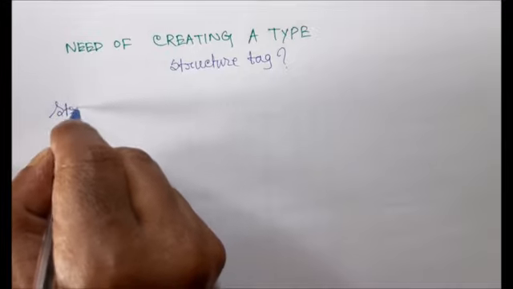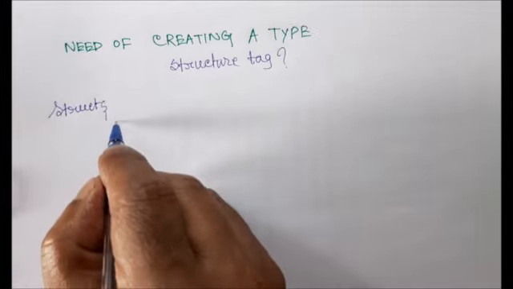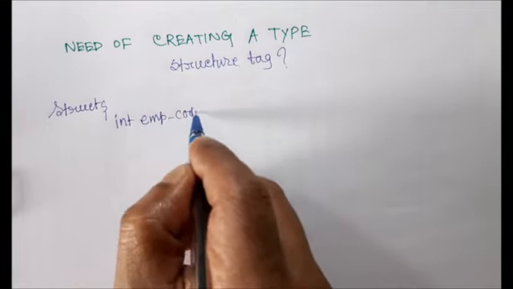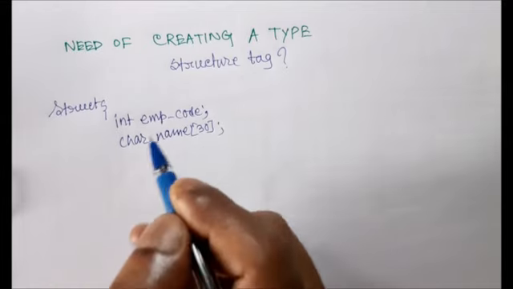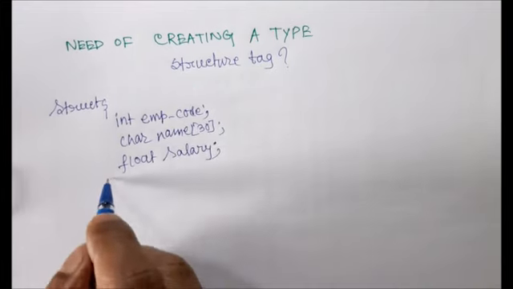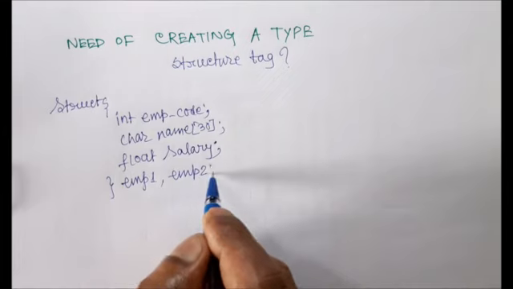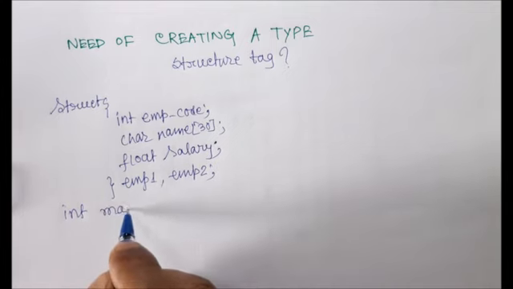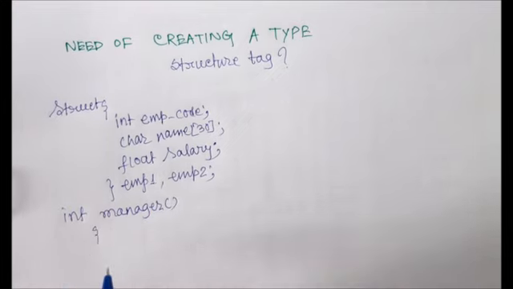Suppose I have a struct, but we don't have any name. Within this structure we are considering the same example: integer employee code, char name of size, for example, 30, and float salary. Then we have declared two variables of this structure, for example employee 1, employee 2, and suppose we have another function, the name of the function is, for example, manager.